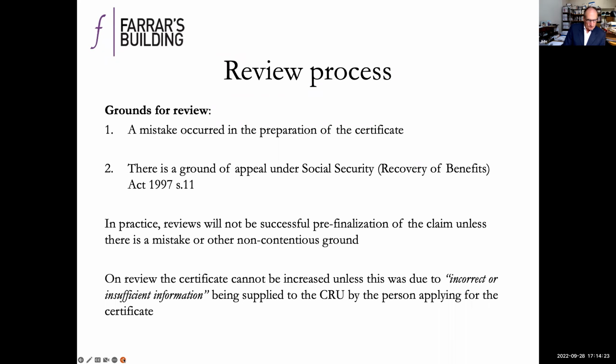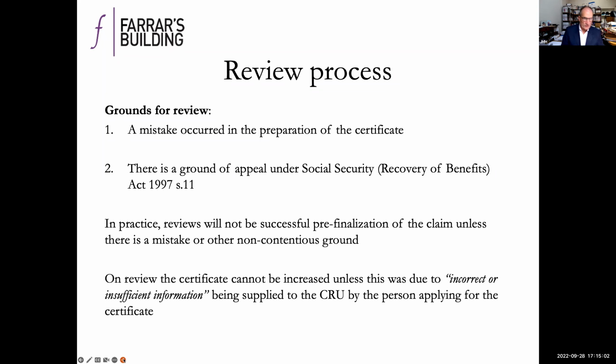But in any event, there's also a ground to appeal for all those grounds under the Social Security Act 1997, Section 11. I'll come on to those. But in practice, reviews will not be successful pre-finalisation of a claim unless there is a mistake or some other non-contentious ground. If there's anything contentious, it's unlikely to be successful and will have to be dealt with on appeal. It's important to note, though, that on review, the certificate cannot be increased unless this was due to incorrect or insufficient information being provided to CRU by the person applying for the certificate. So essentially it's a one-way street unless someone's being misled.